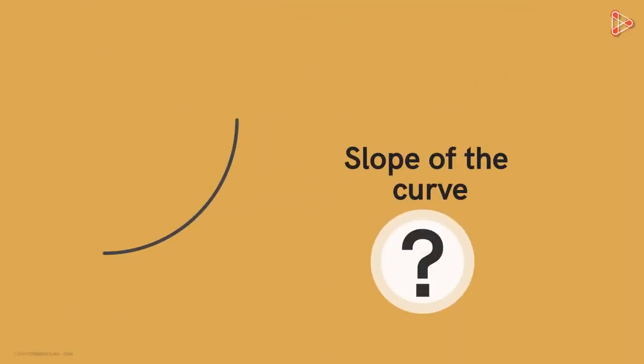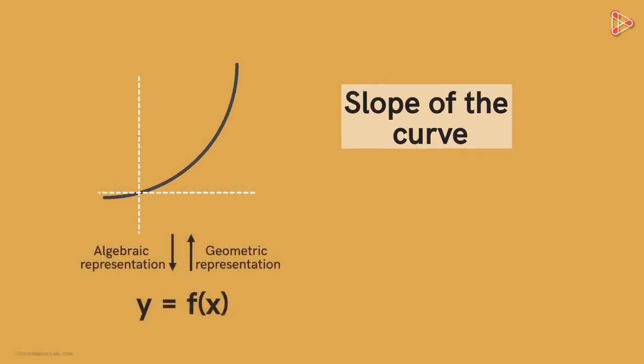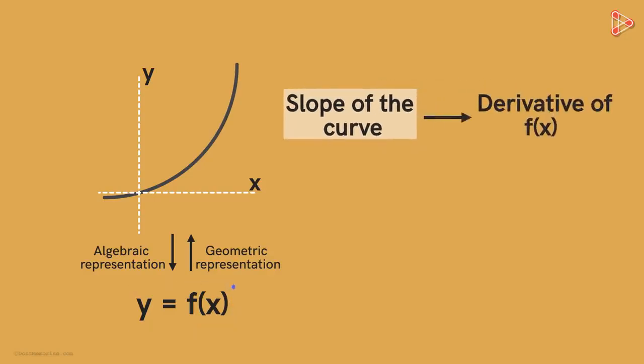Now look at this curve. What is the slope of this curve? Does it even make sense to ask this? What do you think? In this video, we'll understand what this means. Here, the process of differentiation helps us. Also, we know that such a curve can be represented algebraically by a function between two variables. We will see that this slope is connected to the idea of the derivative of a function.